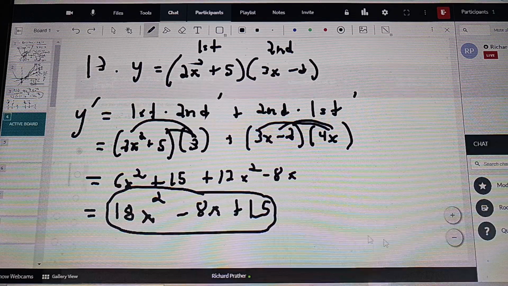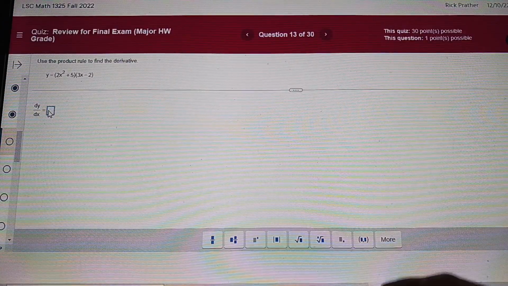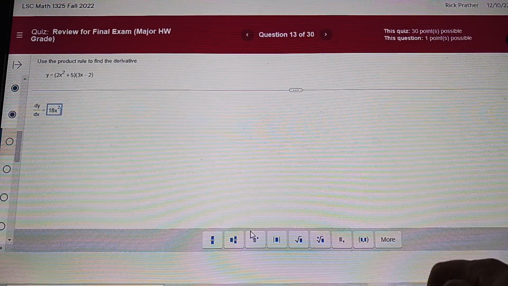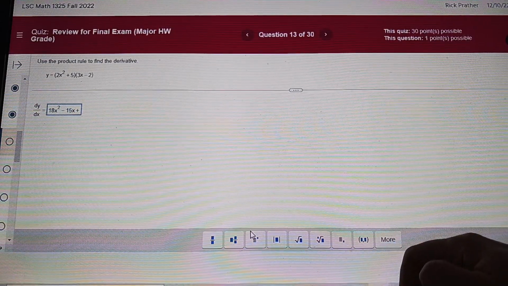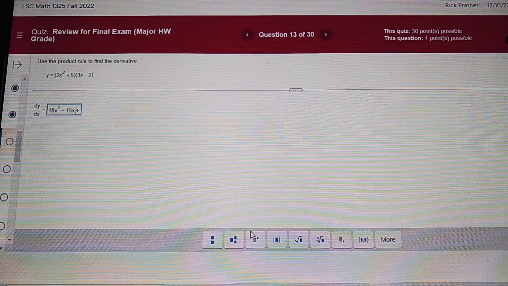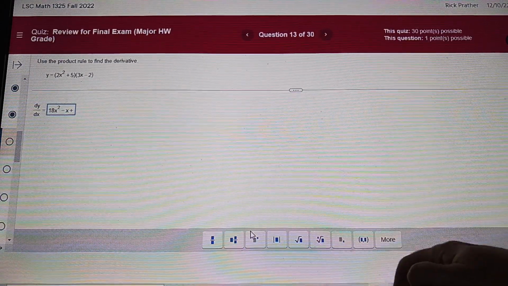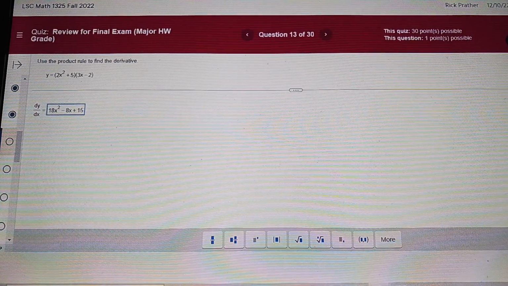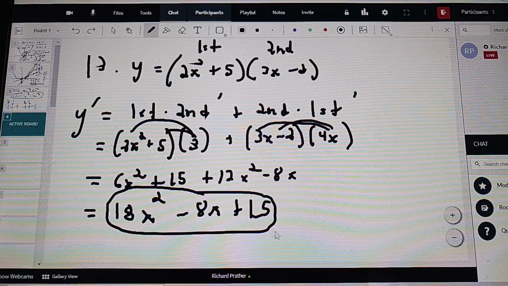18x squared minus 8x plus 15. Maybe I said that wrong earlier, that was minus 8x plus 15. I knew there was a 15 in there somewhere. Negative 8x plus 15.